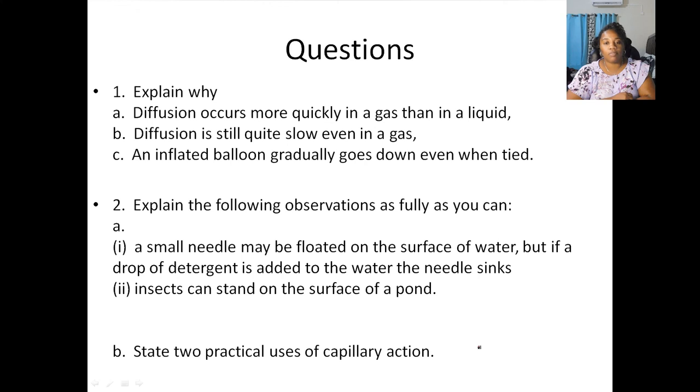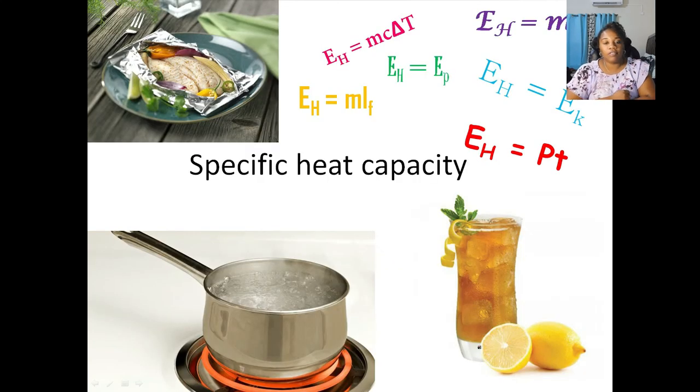So many examples. Alright, so this is the end of part 5 of thermal physics, and we're going to be moving on to part 6, and that will bring us to specific heat capacity. See you around.